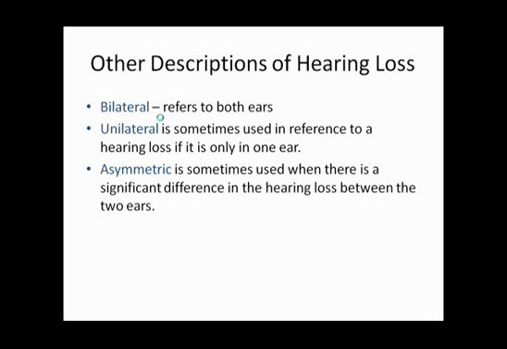Other descriptions of hearing loss include bilateral, which refers to both ears. Unilateral is sometimes used in reference to a hearing loss if it is only in one ear. Asymmetric is sometimes used when there is a significant difference in the hearing loss between the two ears.